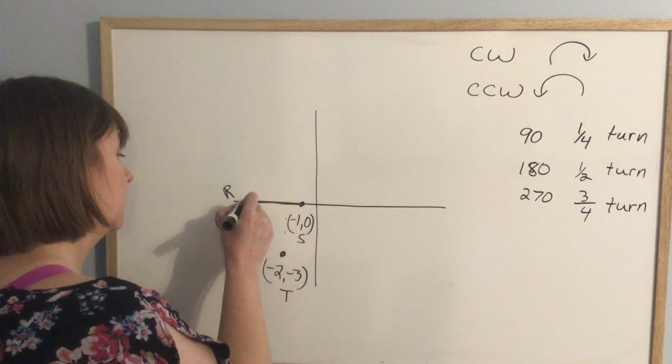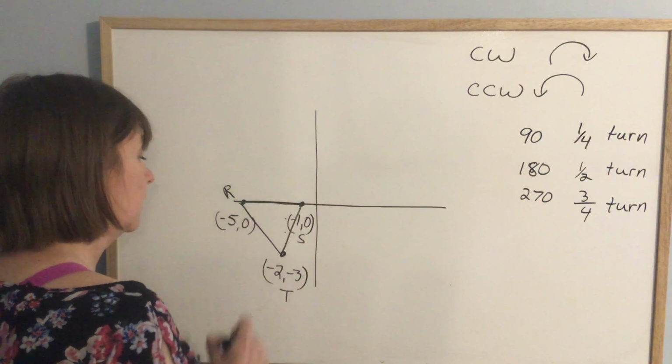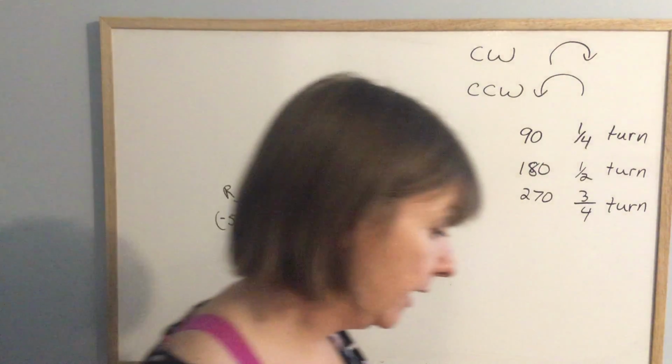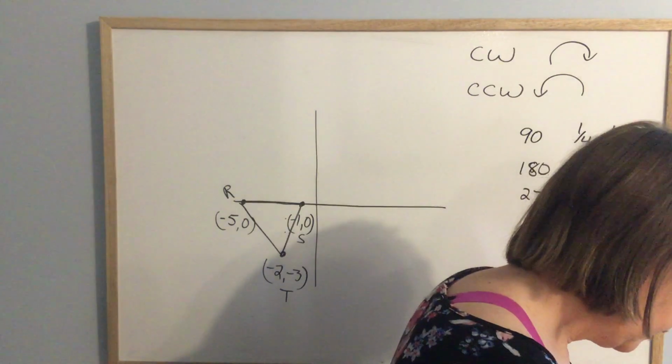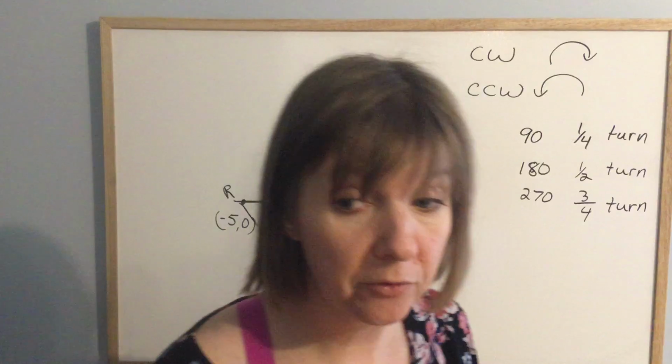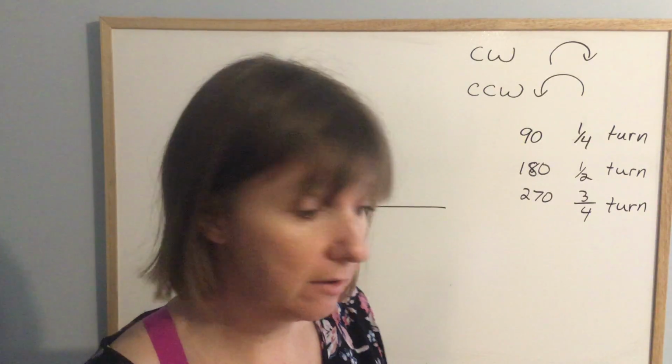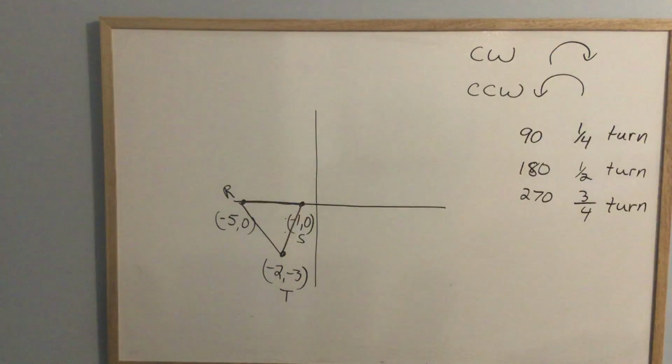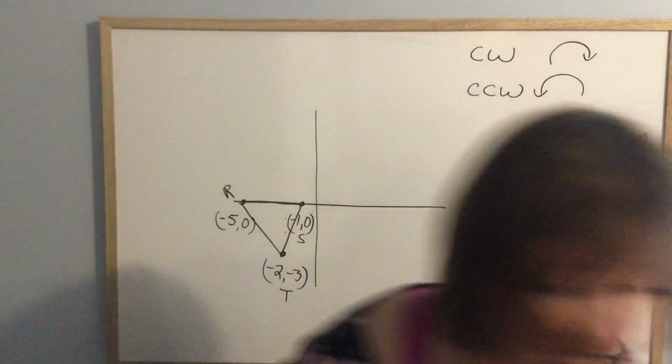So here is my triangle. Now, they say, draw the image. That means you have to be accurate. You have to put it in the right places. Draw the image. I'm going to look for my purple marker because I like purple.